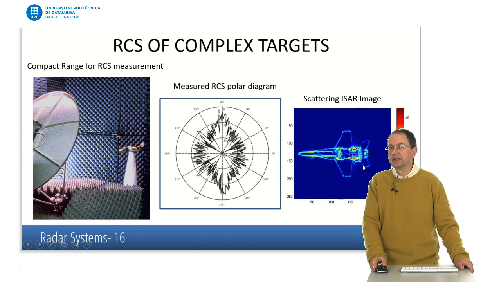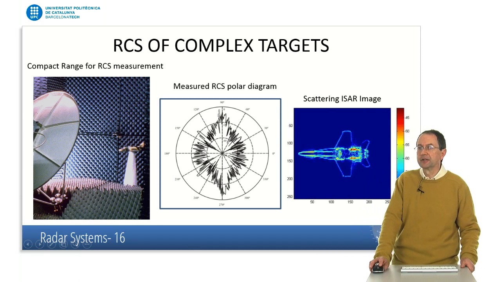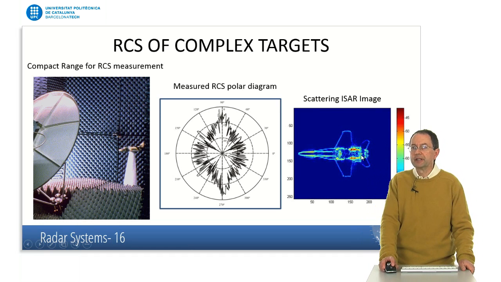And in the scale here, you have the radar cross-section, and this is interesting because it identifies what part of the target actually contributes mostly to the radar cross-section. In this case, it is the fuselage of the target, which has reasonably flat, metallic plates.